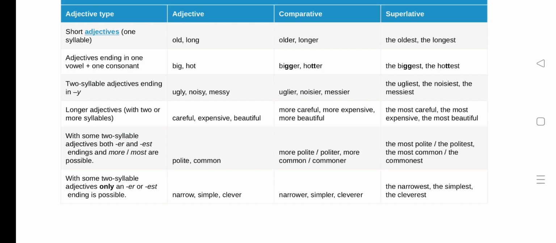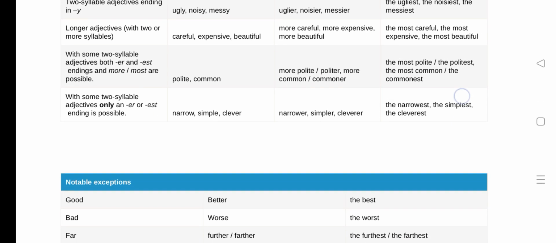With some two syllable adjectives, only an er or est ending is possible. Narrow, simple, clever are two syllable adjectives. So the comparative will be narrower, simpler, cleverer. Superlative will be the narrowest, the simplest, the cleverest. So these are the rules.